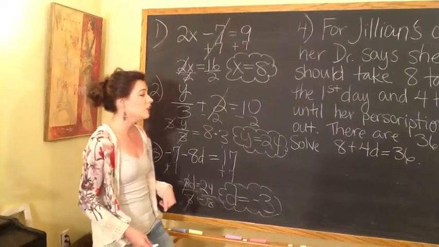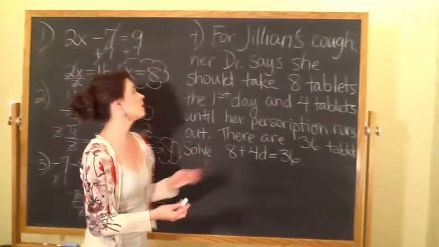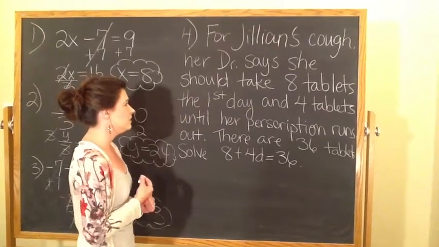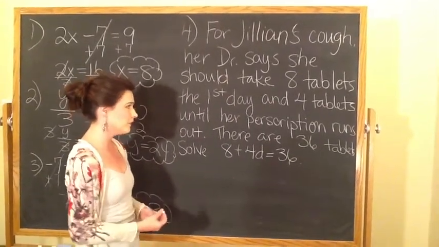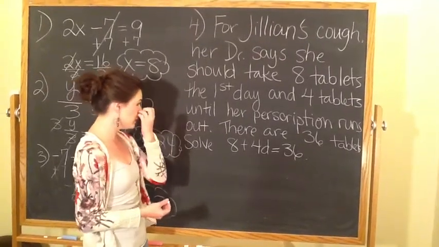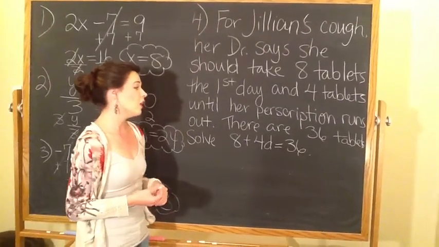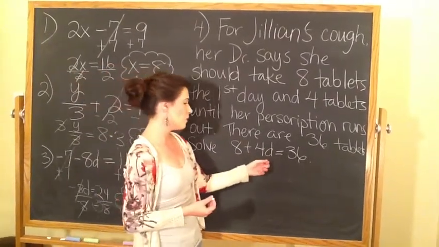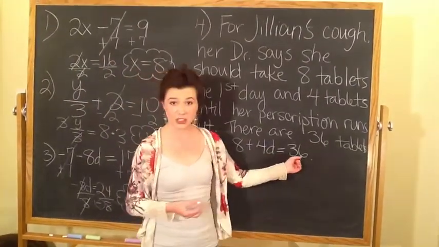Now let's go ahead and look at the word problem. Okay, it says for Jillian's cough, her doctor says she should take 8 tablets the first day and 4 tablets each day until her prescription runs out. There are 36 total tablets. Solve 8 plus 4d equals 36.